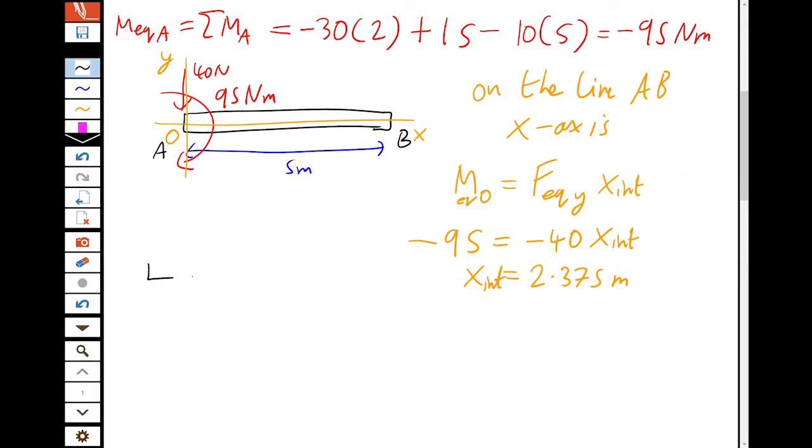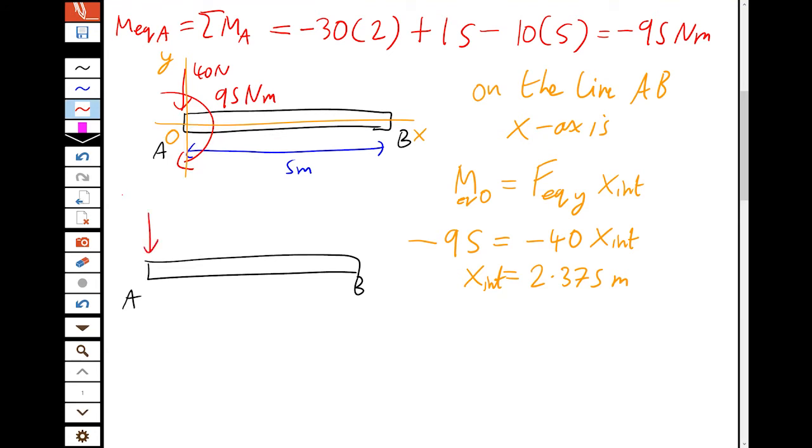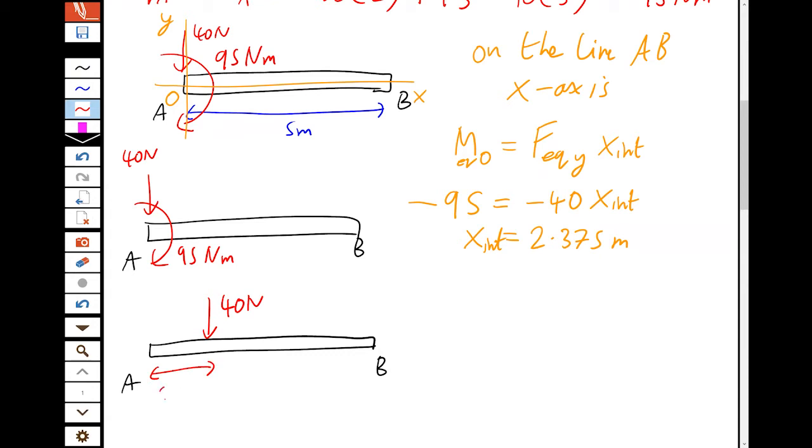If we draw it, we can see we had a beam with an equivalent force and moment, 40 newtons, 95 Newton meters. You can see I redrew that. That helps a lot, especially when you're practicing. If you try to do 3 things on the same diagram, you end up getting none of them done. But for the moment around A, that's the same as 40 newtons at a distance of 2.375 meters away, because you can see that'll create the same 95 Newton meter moment.